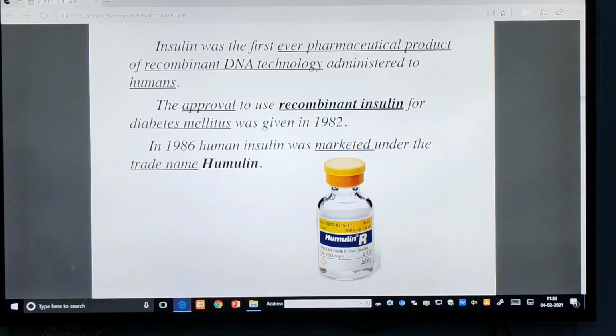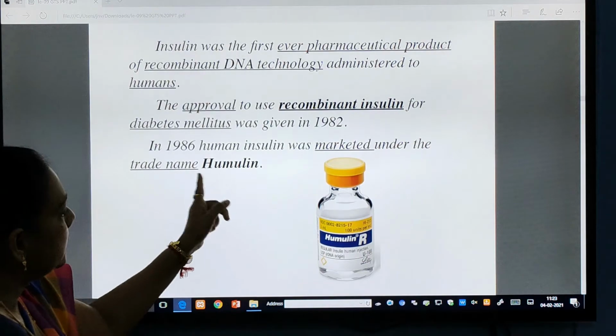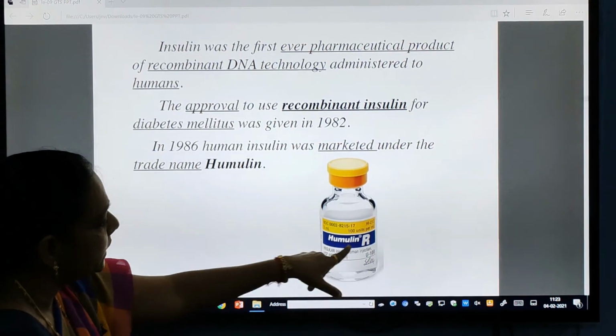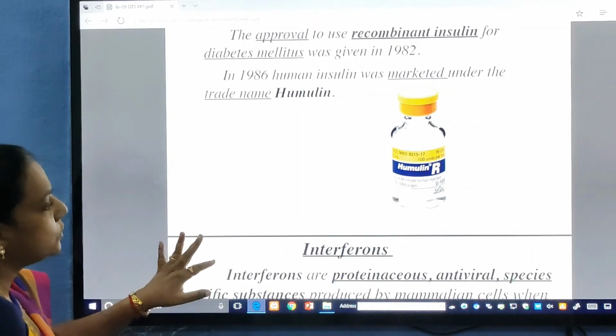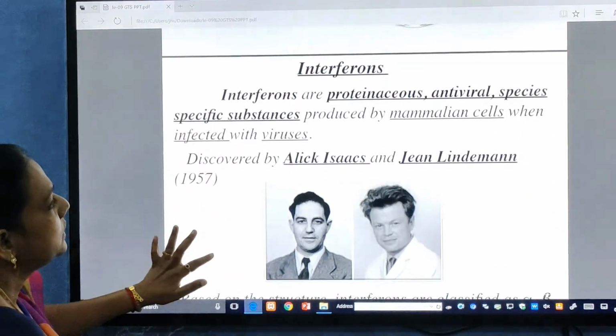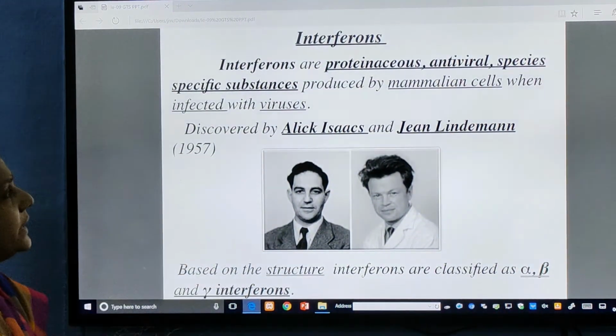1986 the insulin was marketed under the trade name Humulin. You can see this, Humulin. So this is the one we are using now. Okay, the second one is the interferons.